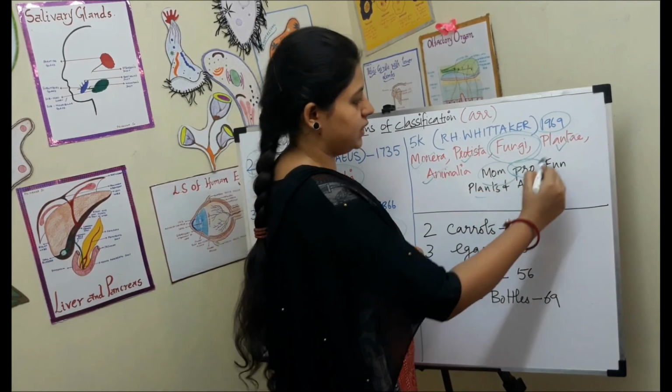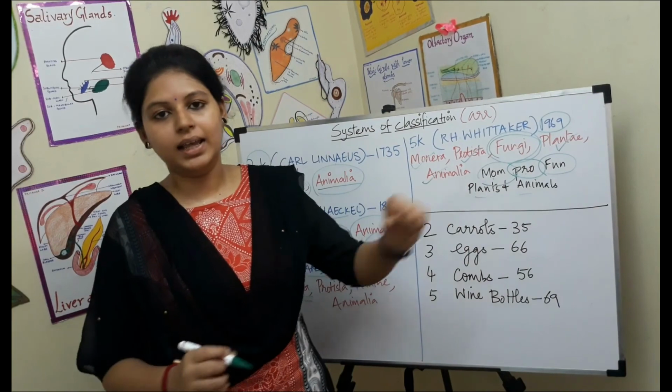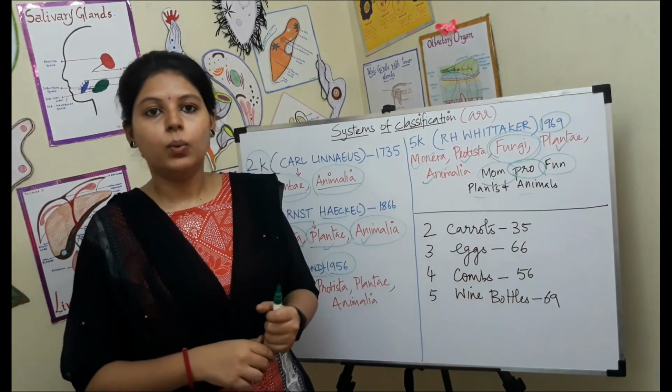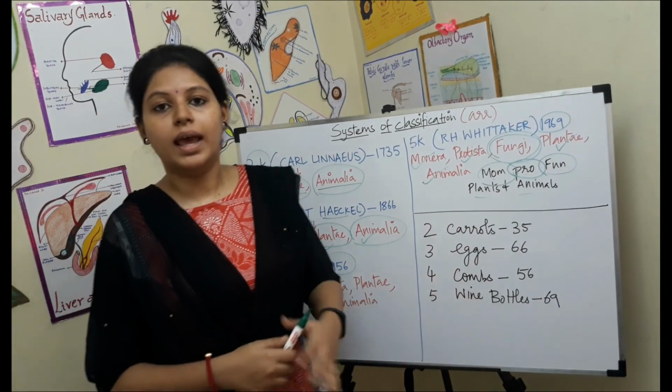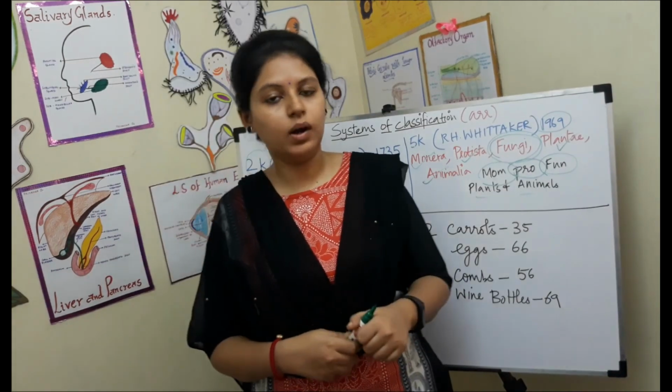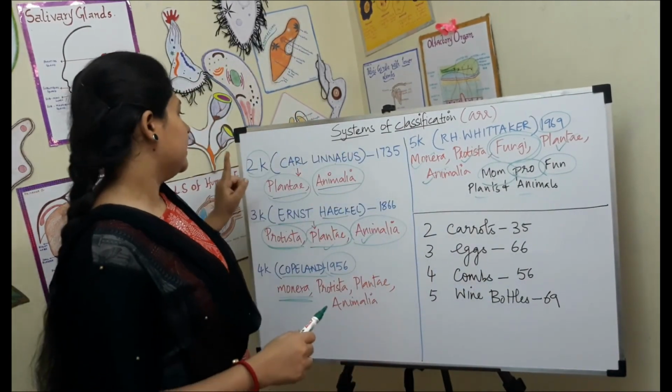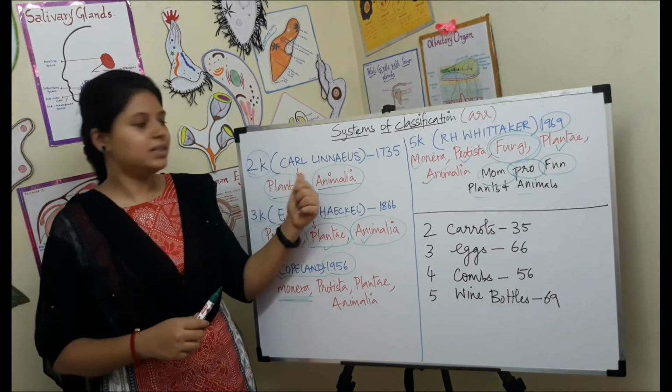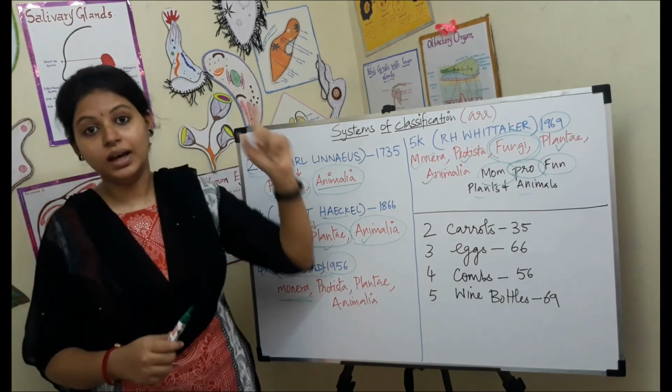Monera, Protista, Fungi, Plantae and Animalia. And now we'll discuss 5 important MCQs which you will face in your competitive exams. That is the kingdom classification with its founder along with the year.